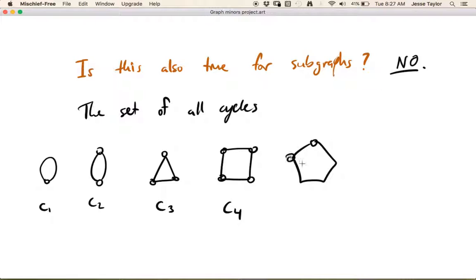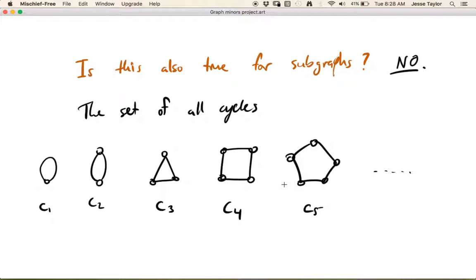And remember, how do you get a subgraph of a graph? You're allowed to delete vertices and delete edges, and that's it. Well, as soon as you delete either a vertex or an edge in any of these, and this is just going to keep going on infinitely, you sort of break the cycle, and there's no way to repair it, right?